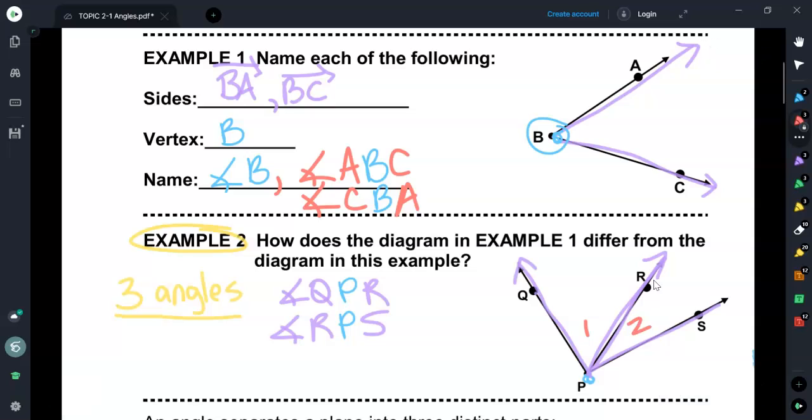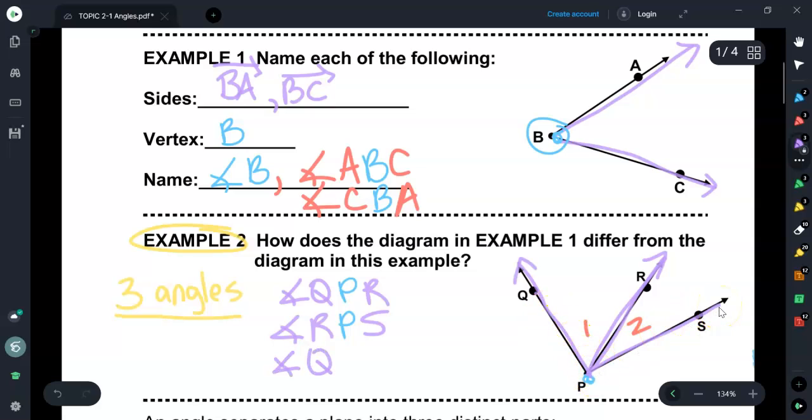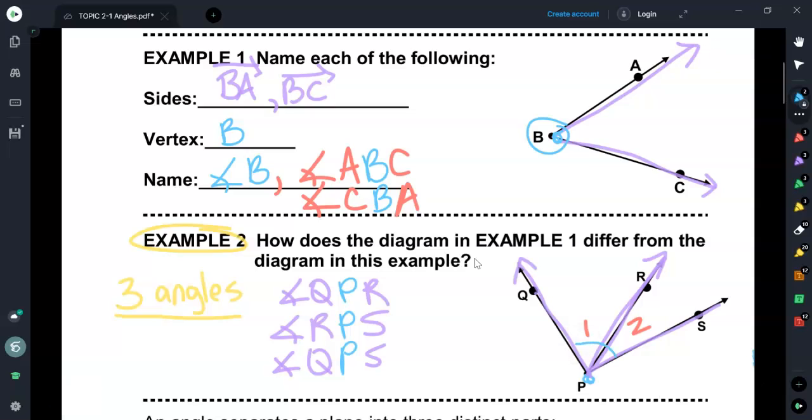But there is a third angle here. If you look at the entire angle as a whole, I have angle QPS. And I'm going to put the P in the middle there. And you can see I've got 3 angles. I could also call this angle SPQ, and that's this angle right here, the whole thing. So I actually have 3 angles there.